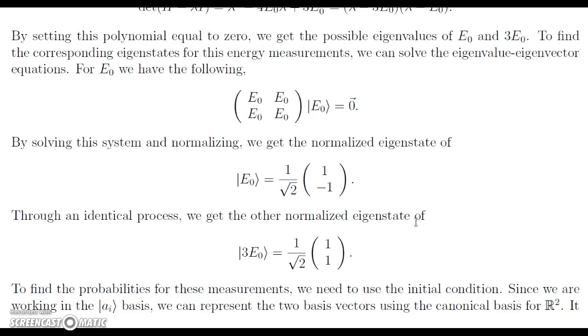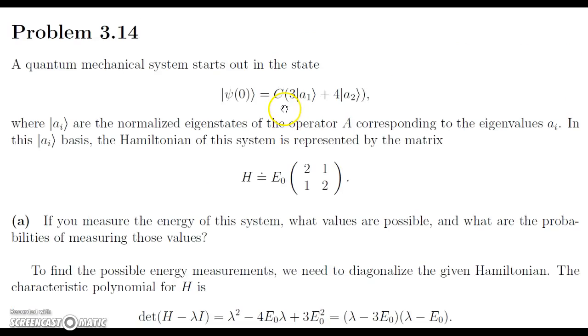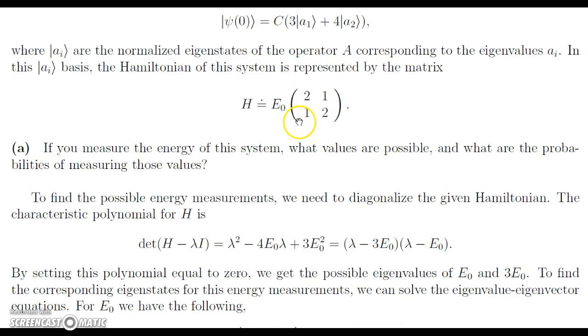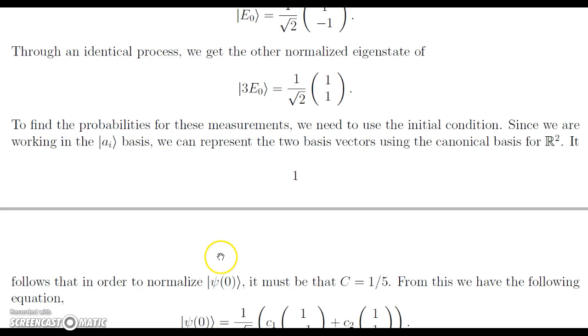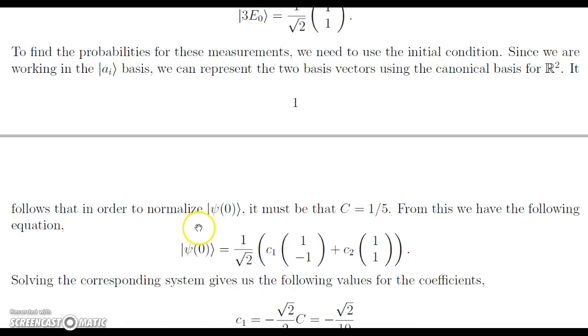Now that we have both of these eigenstates, we need to use the initial condition. And we're given above that the initial condition is here. And if we assume that since we're working in the a_i basis, we can represent these two basis vectors using the canonical basis for R2. So a1 will be 1, 0, and a2 will be 0, 1. And also we can note that if we were to normalize psi of 0, it must be that C is equal to 1/5 above. But going through the rest of this to calculate the probabilities, I'm going to work with both C filled in as 1/5 and with C without, so we can see both going through.